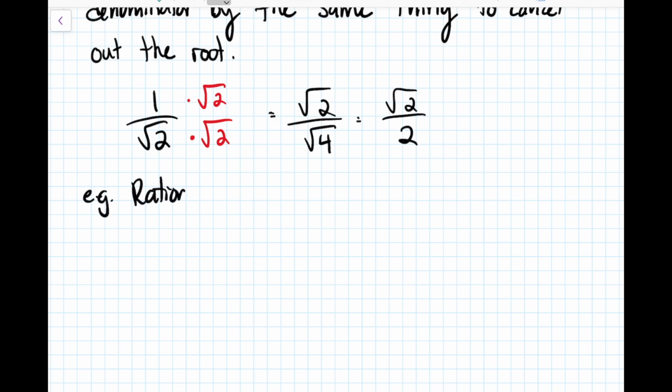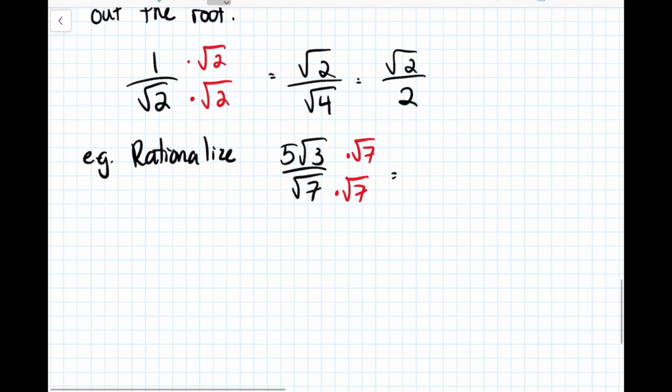If I want to rationalize, let's say, 5 root 3 over root 7. So making things a little bit more complicated now. We still want to just cancel out that root 7, so I don't really care what's up top. To cancel out the root 7, we are going to multiply the top and the bottom by root 7. And then you just do whatever you do to get that. So 5 root 3 times root 7 is 5 root 21. Root 7 times root 7 is just 7.